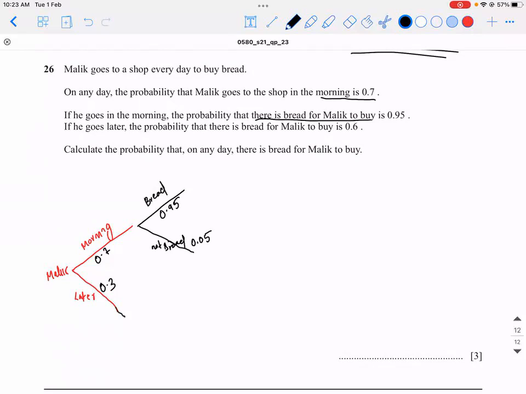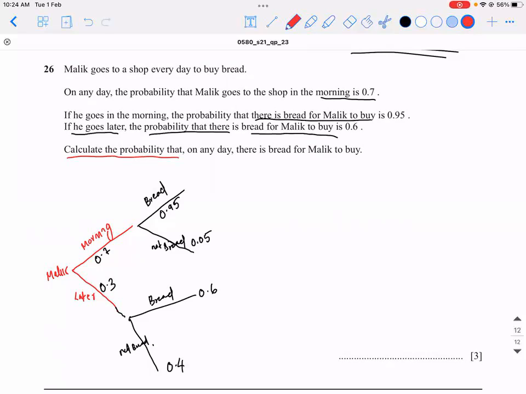The same is true for the other branch. If he goes later, the probability that there is bread for Malik to buy becomes 0.6, correct? Bread, not bread. The probability here is 0.6, so this must be 0.4, right? Because 0.6 plus 0.4 add up to give 1. Then what is our question? After drawing this tree diagram, read the question again. What is our objective? Calculate the probability that on any day there is bread for Malik to buy.